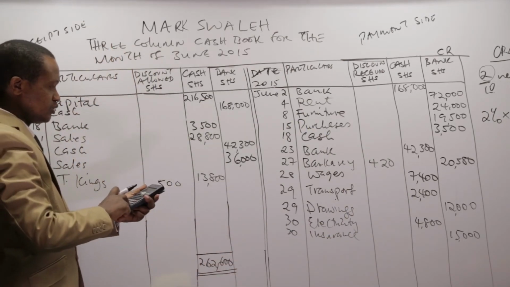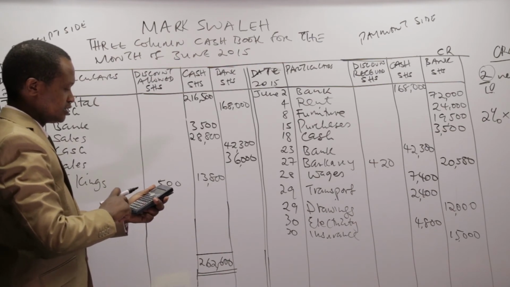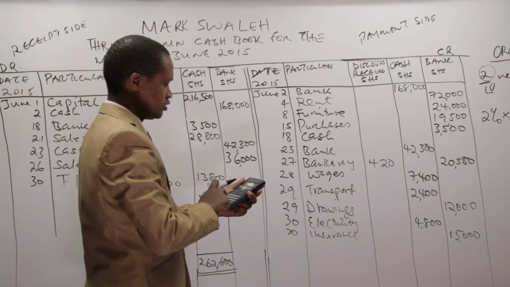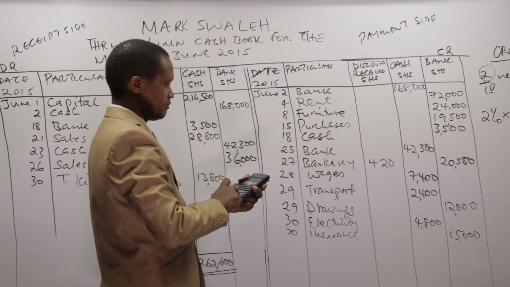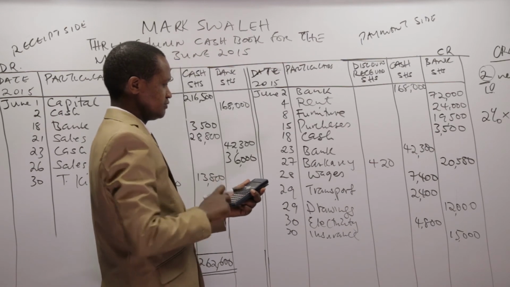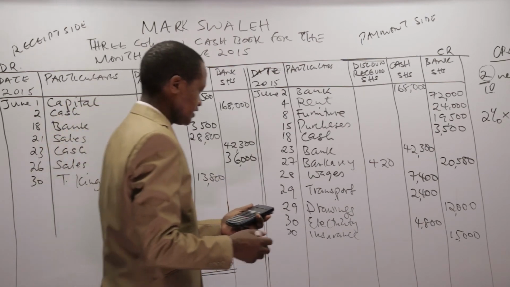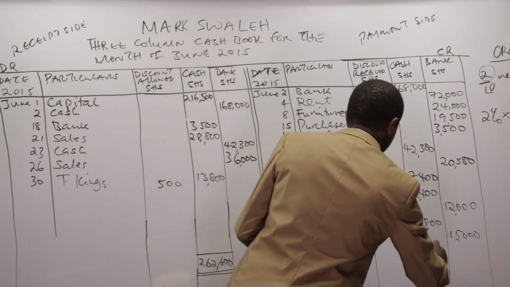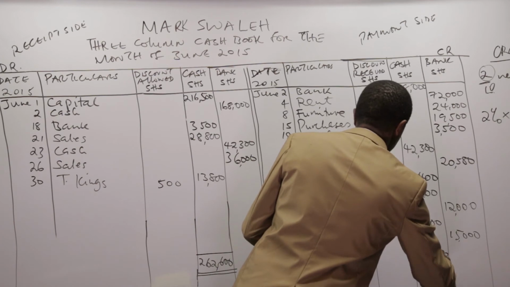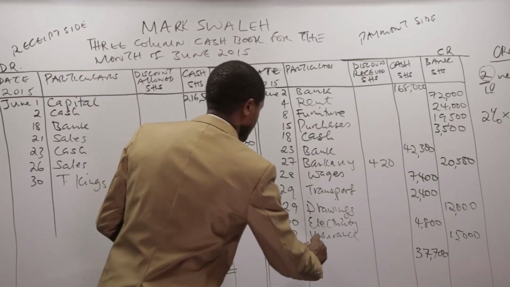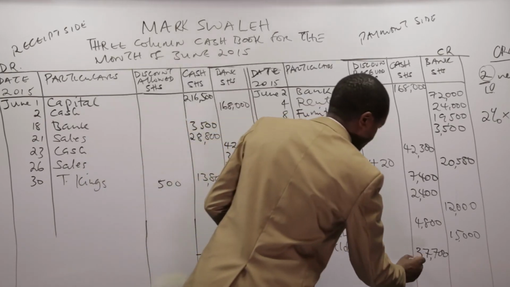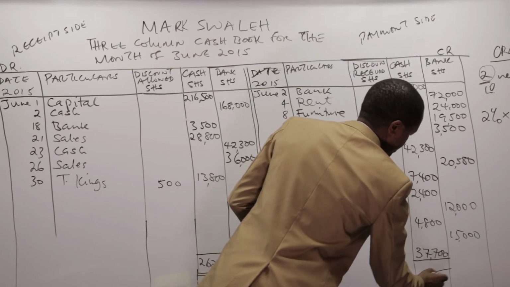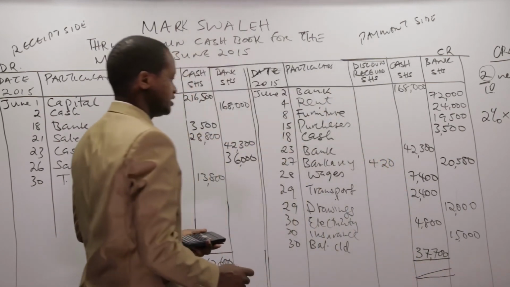So I simply deduct 168,000 minus 42,300 minus 7,400 minus 2,400 minus 4,800. So the balance here is 37,700. This is at 30th June. We call it balance carried down. Balance carried down is 37,700.